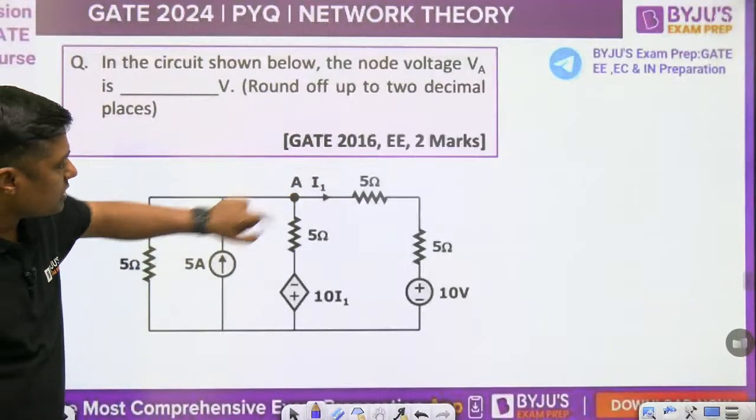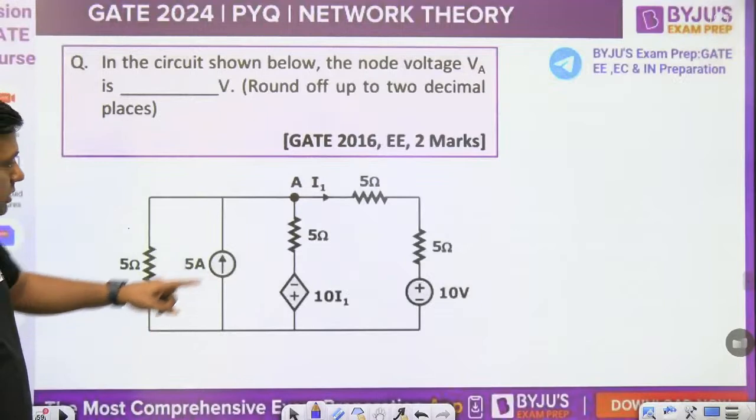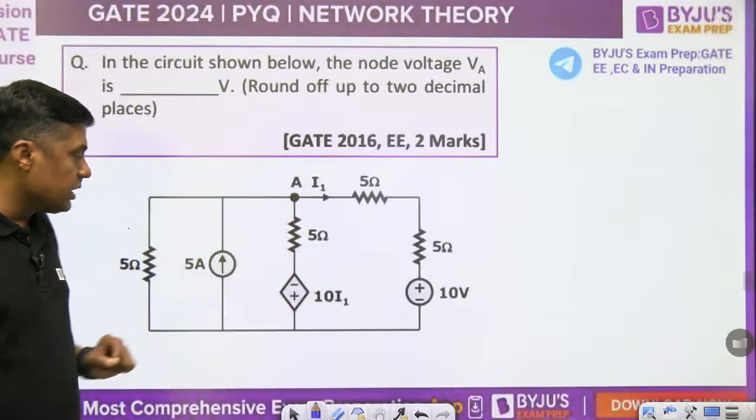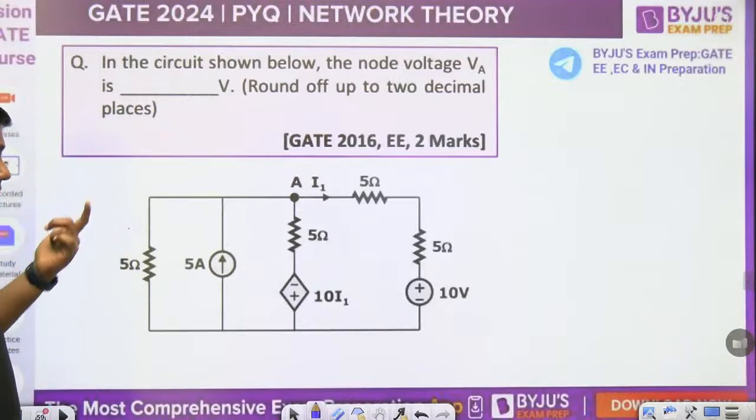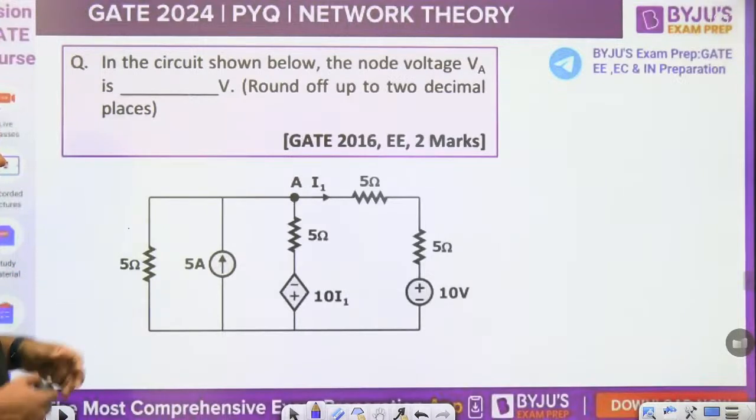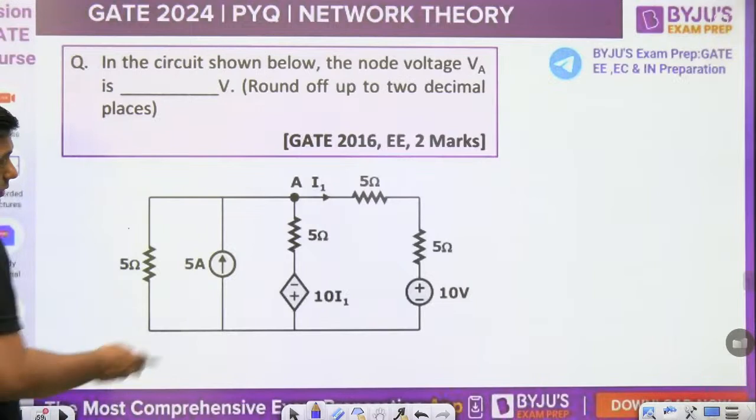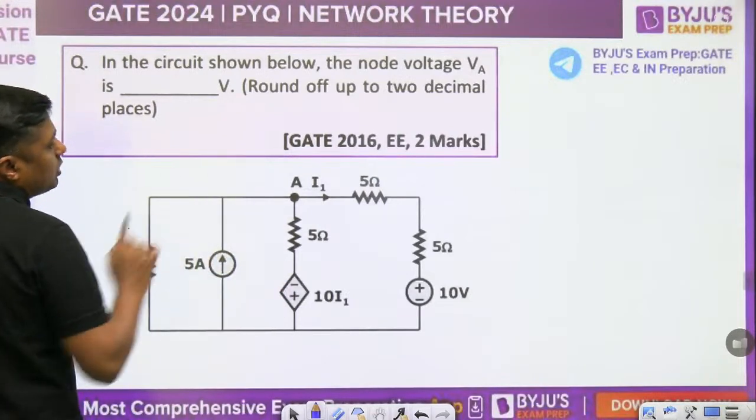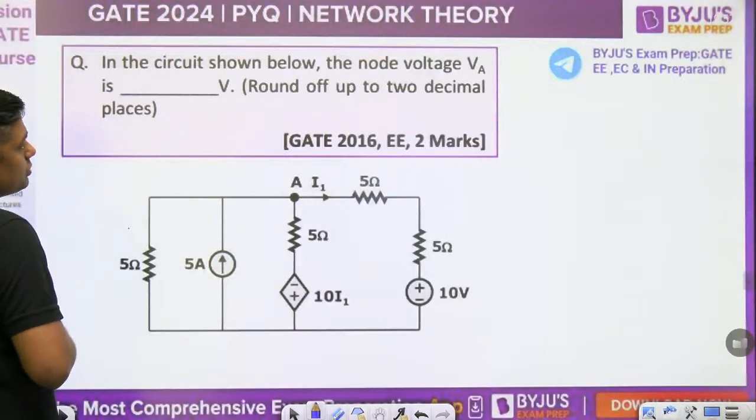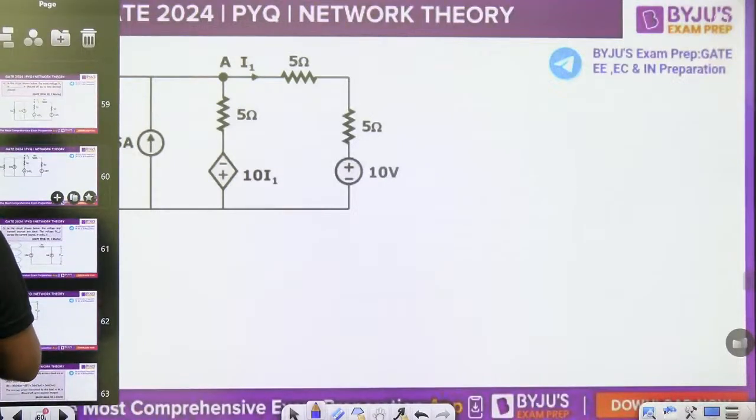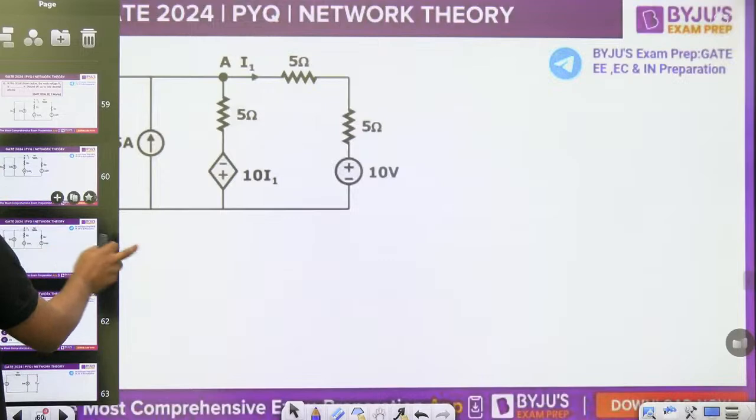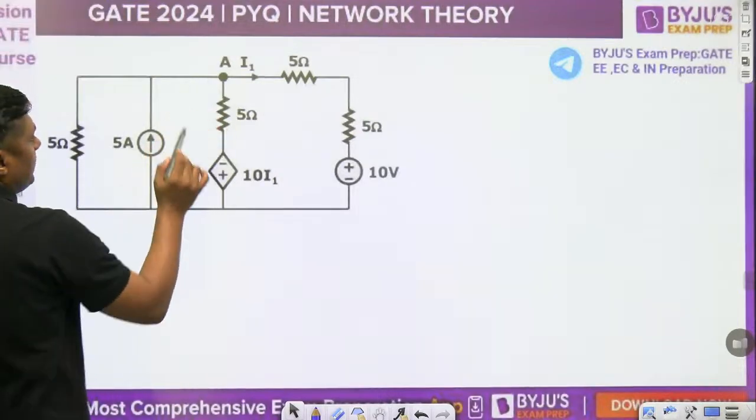What is the node voltage at this point? Now I1 is given and 10 I1 is the dependent source that depends upon I1. We can find the node voltage, and you can get I1 in terms of VA also. So how can we solve this question? Then watch this. This is VA.